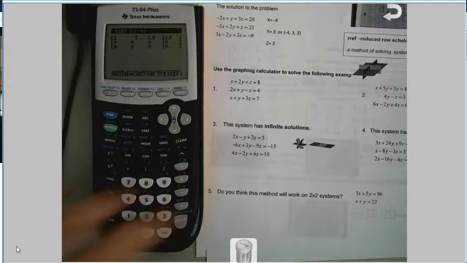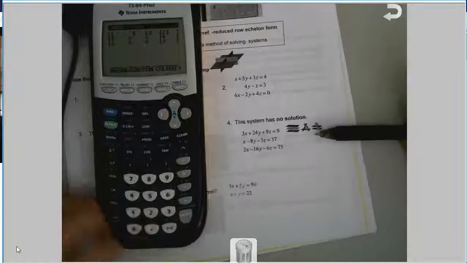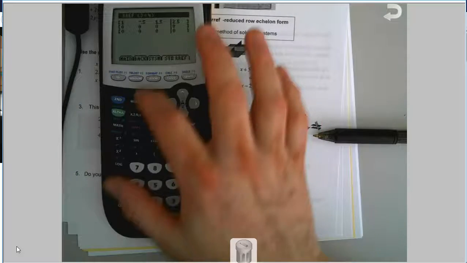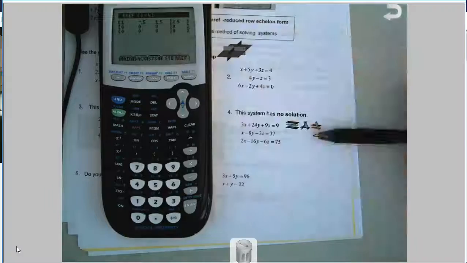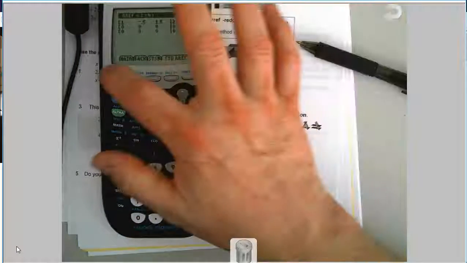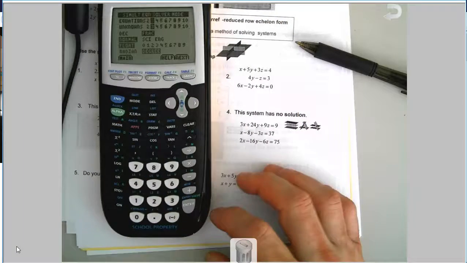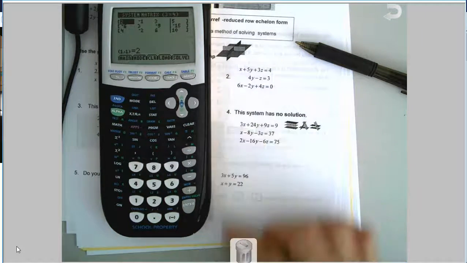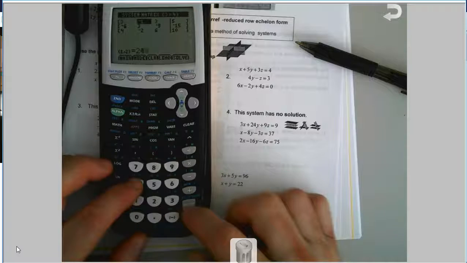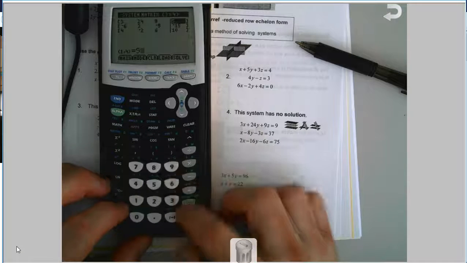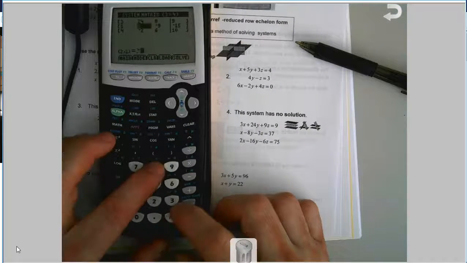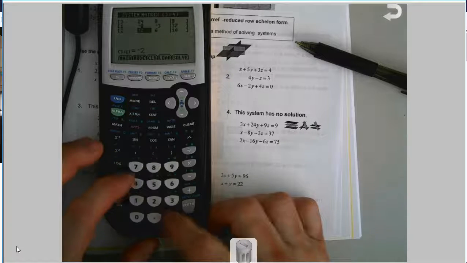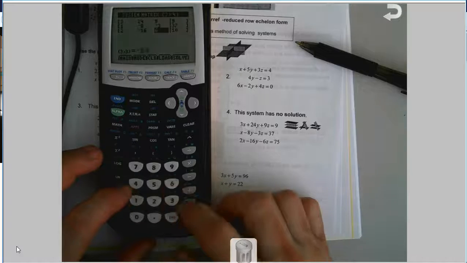Okay, now we're going to do one last one. We're going to do the no solution one from the notes. And you don't have to hit second quit like I did before. You can just hit this button, y equals for main. Takes you back to the beginning. Hit next, and I'm going to enter these numbers right here. So 3, 24, 9, 9, 1, negative 8, negative 3, 37, 2, negative 16, negative 6, 75.